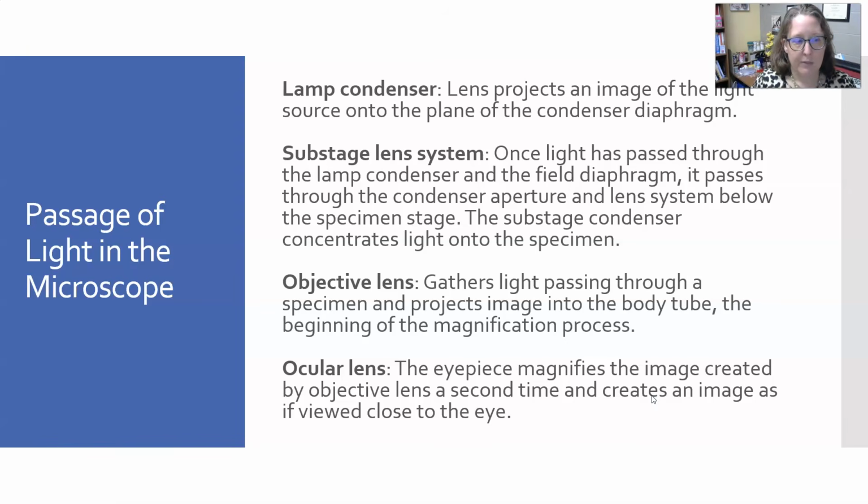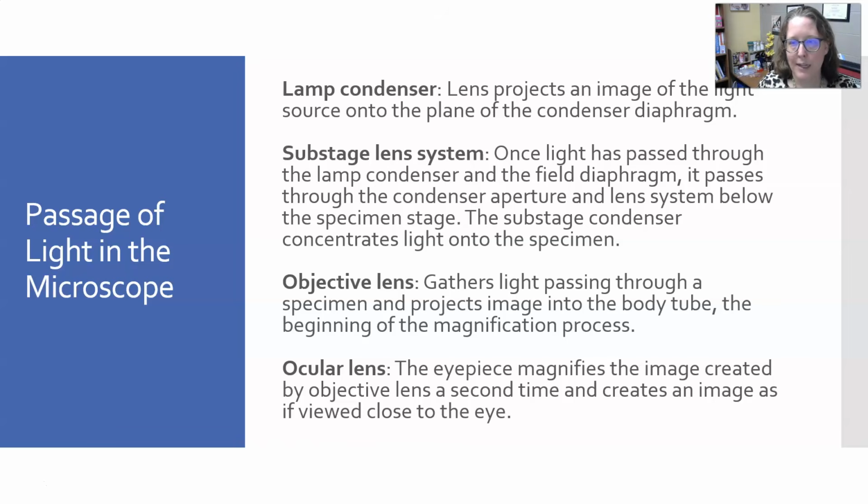So let's talk about the passage of light in a microscope. The lamp condenser lens projects an image of the light source onto the plane of the condenser diaphragm. And then there's a substage lens system.